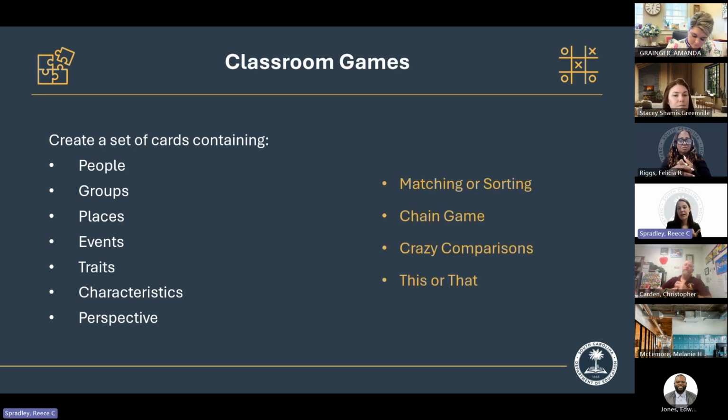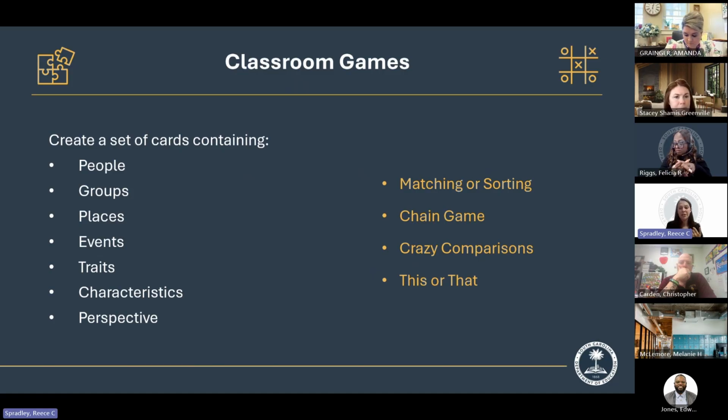So the first would be a matching or sorting game. And when I say you make the set of cards, sometimes I would put pictures of people, so you've got some visual sources and things in there as well. You can put primary sources, so if you're talking about the Boston Massacre, putting the etching of that on the card. So you can mix it up so it's not just text-based.